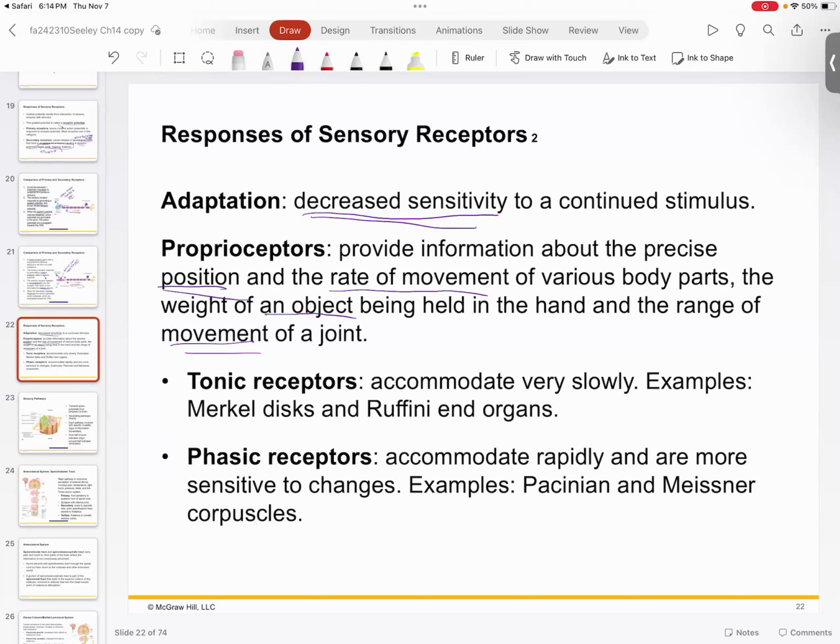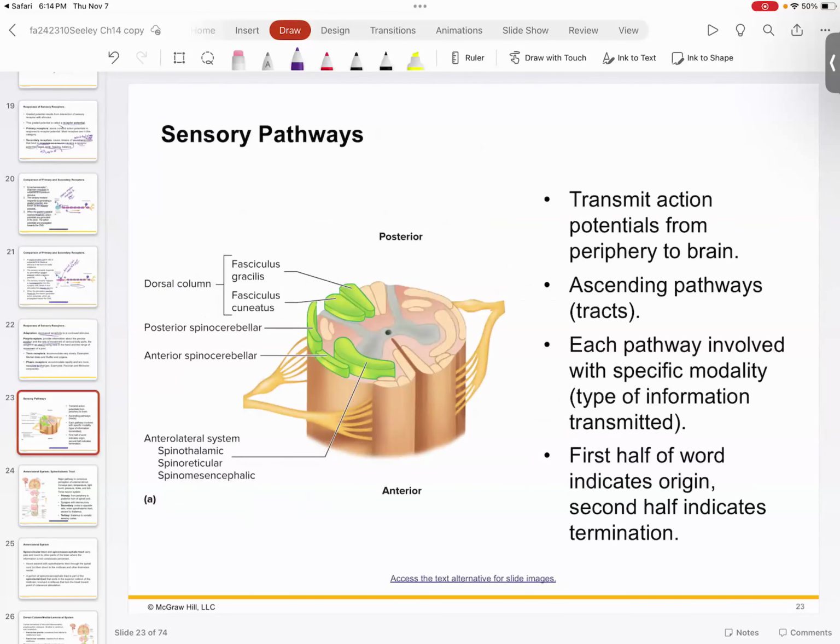Now, tonic receptors versus phasic receptors. These are two different ways that you can categorize receptors. Basically, tonic receptors accommodate very slowly. For instance, a Merkel disc or a Ruffini end organ moves very slowly, as opposed to phasic receptors, which accommodate very rapidly and are usually much more sensitive to quick changes and things like that. So Pacinian and Meissner are examples of phasic receptors, essentially associated with the speed with which they are sensing things.